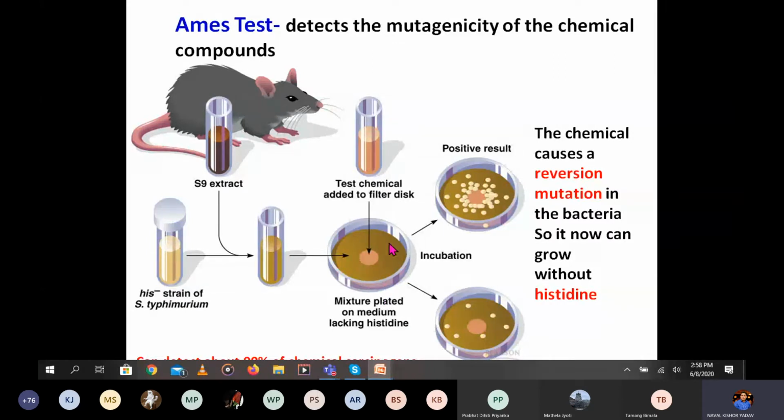But if that chemical is carcinogenic, it's causing the mutation in the bacteria, which is capable of synthesizing the histidine, and the bacteria will grow like this. So based on this test, you can say this chemical compound is carcinogenic. Okay, this is a very simple test, and you can easily find out whether it is carcinogenic or not by using the Salmonella typhimurium, which is not able to produce the histidine.